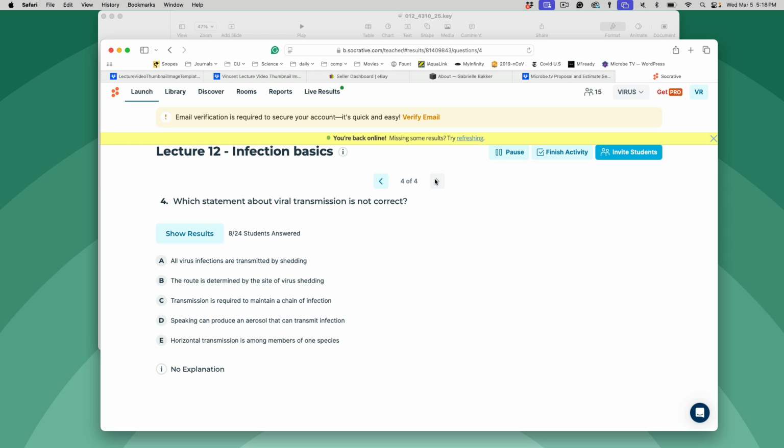Sorry, which statement about transmission is not correct? All infections are transmitted by shedding. The route is determined by the site of virus shedding. Transmission is required to maintain a chain of infection. Speaking can produce an aerosol that can transmit, and horizontal transmission is among members of one species, which is wrong. Remember that?